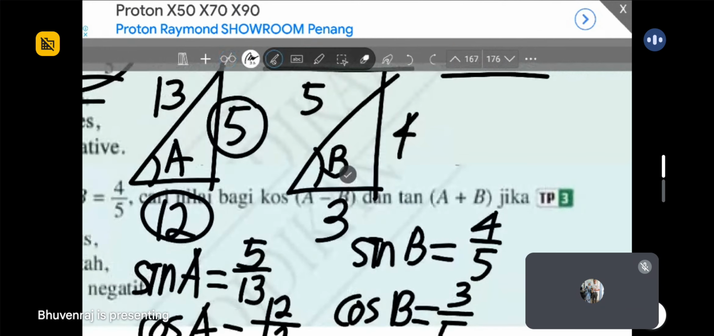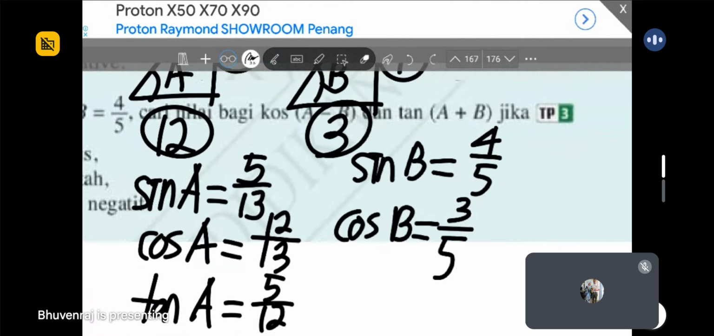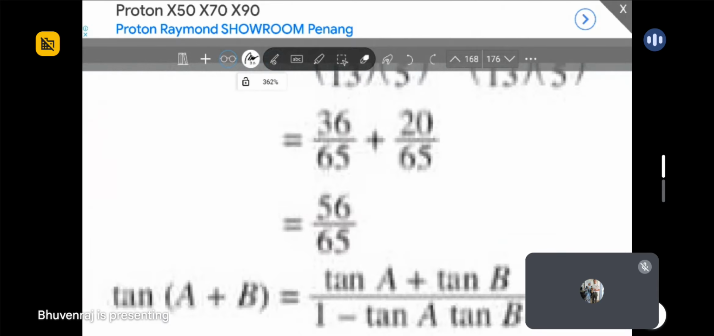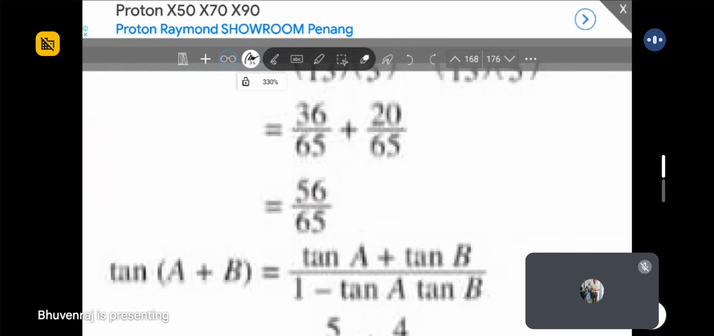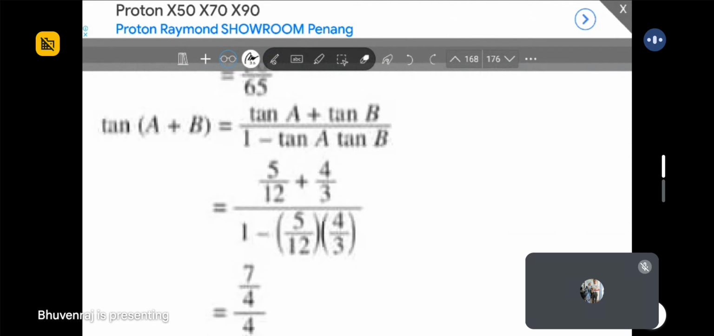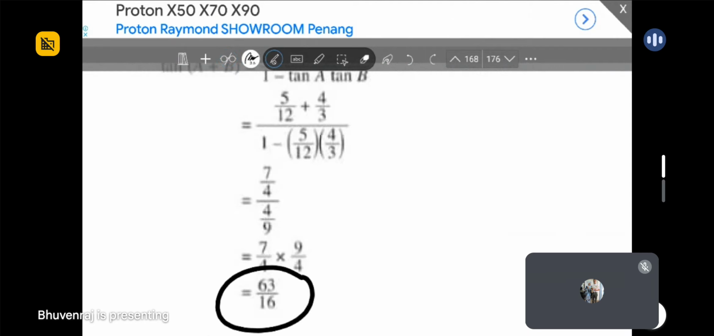And then this one, opposite 4, adjacent 3. So tangent is 4 over 3. So you get all the information first, then only you start to read the question. Dapatkan info dulu, baru baca soalan. Now you can use this formula for addition, rumus penambahan. Just substitute all the answers, tekan calculator. Press the calculator and directly get the answer, which is 63 over 16.